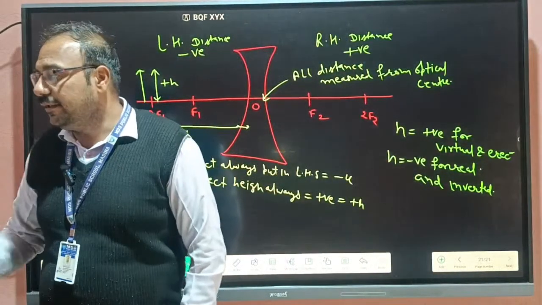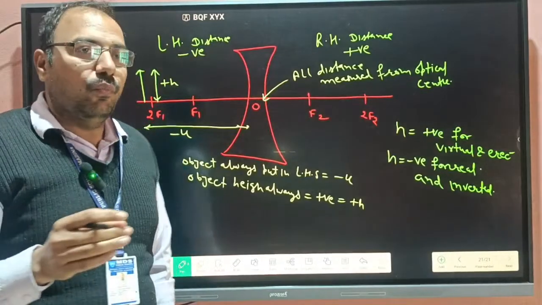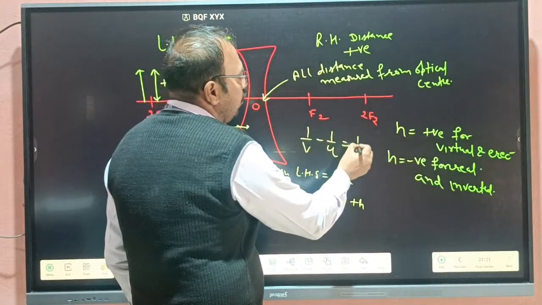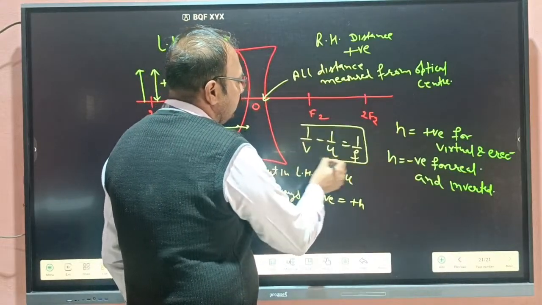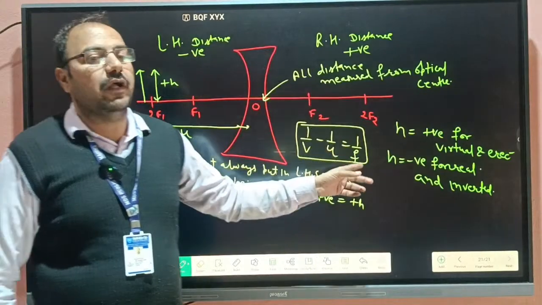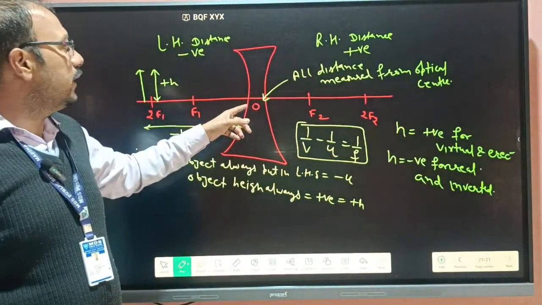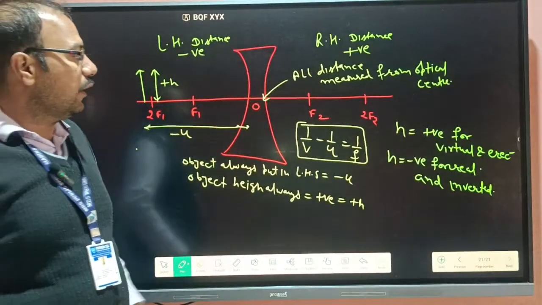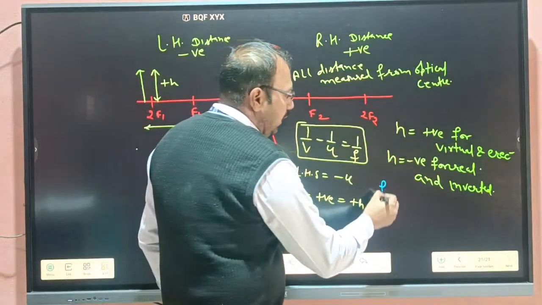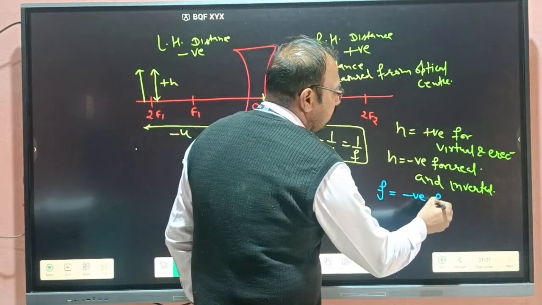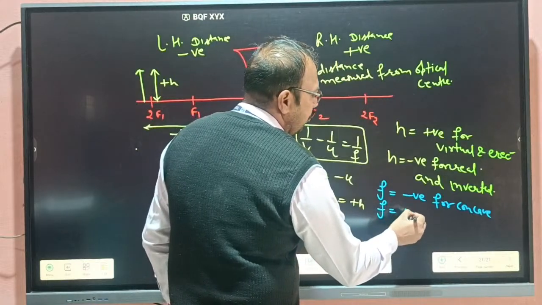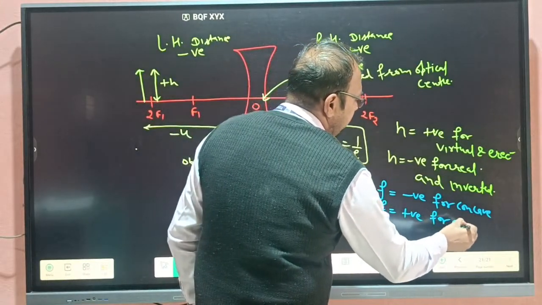And what is the lens formula? It is known as 1 by V minus 1 by U is equal to 1 by F. V is the image distance, U is the object distance, and F is the focal length of the lens. F is negative for a concave lens and F is positive for a convex lens.